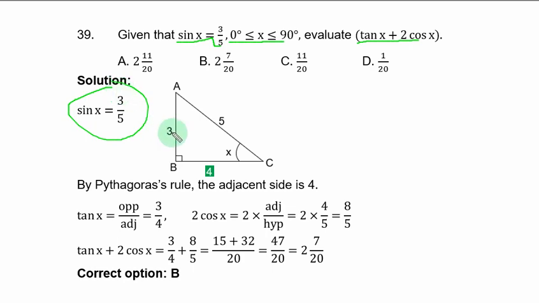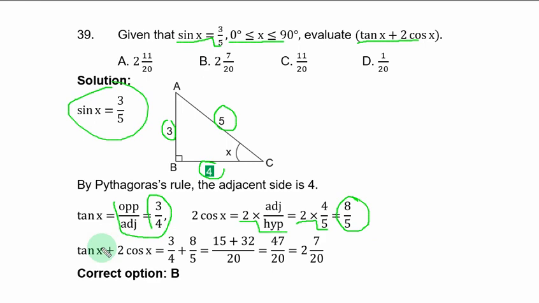So you draw a right angle triangle with S as the acute angle. 3 is opposite, the side facing the angle, and 5 is the hypotenuse. By Pythagoras rule, the adjacent is 4. So tan S, opposite over adjacent, that is 3 over 4. We have 2 cos S, that is 2 times adjacent over hypotenuse. You have 2 times 4 over 5, and that is 8 over 5.